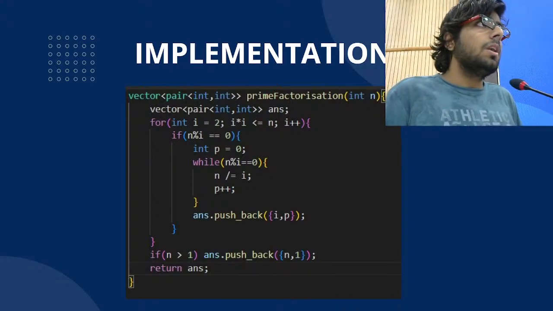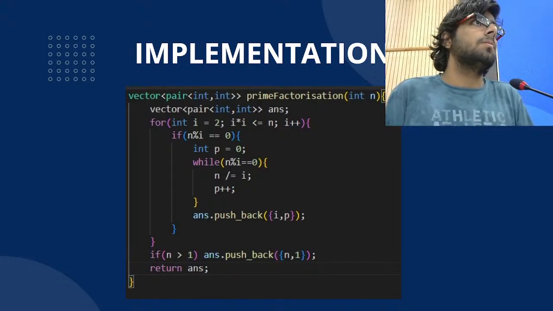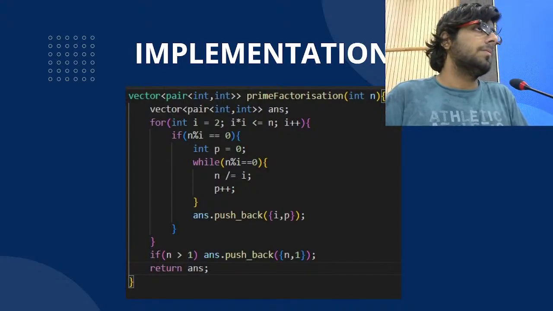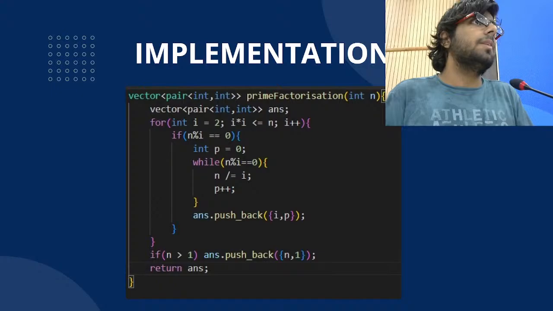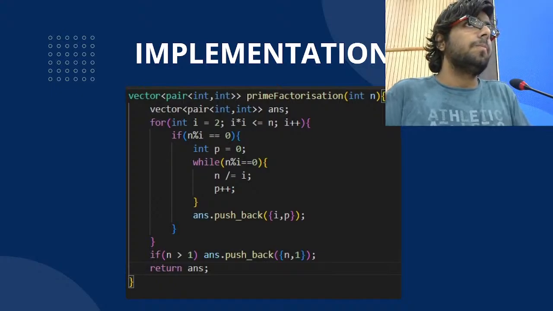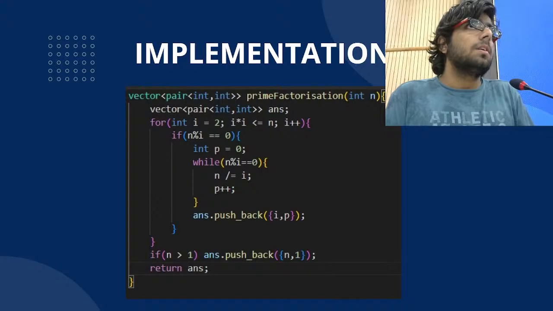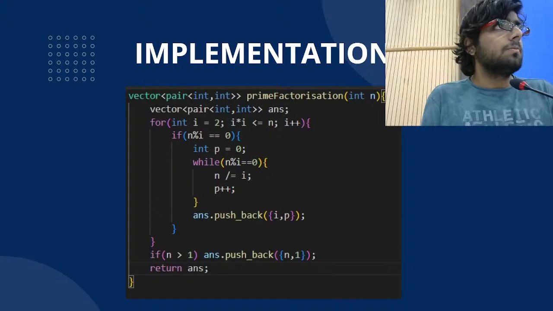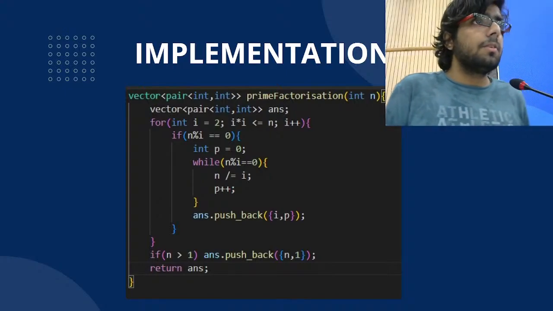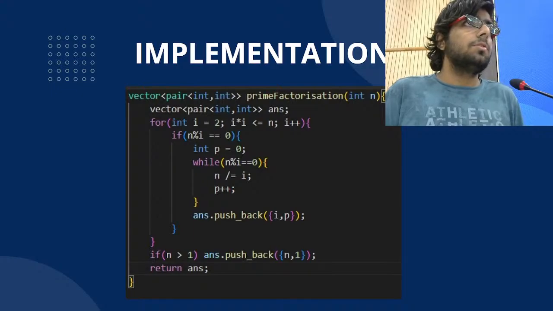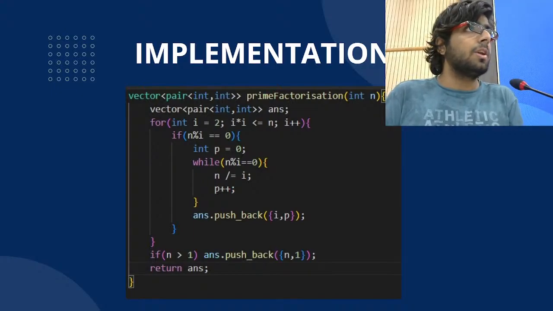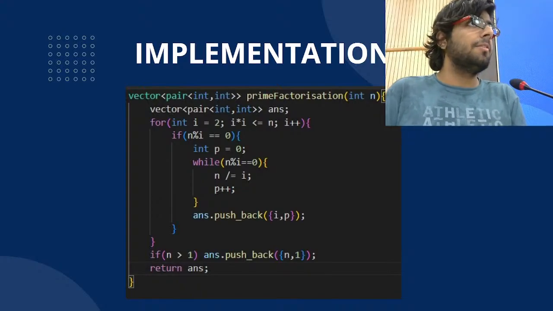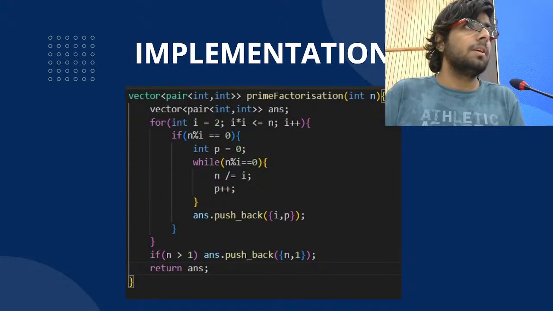You can't have a prime factor greater than root n, right? Matlab, 6 into 6 is not a prime. If the largest prime factor has a power greater than 2, then its square will always be less than square root n, and the loop will go on. If the power of the largest prime factor is 1, then only we will get a remainder greater than 1, no? Clear?